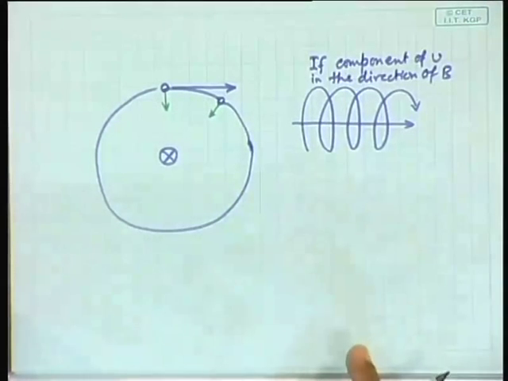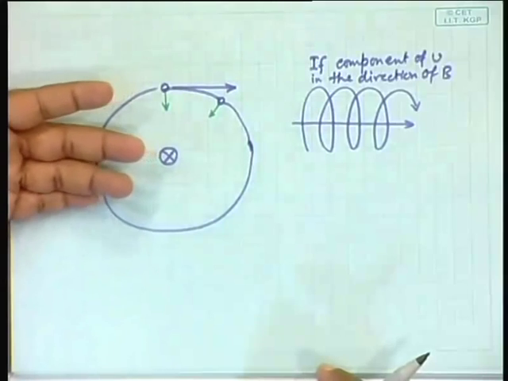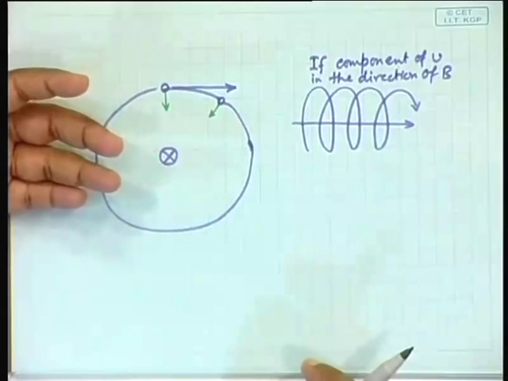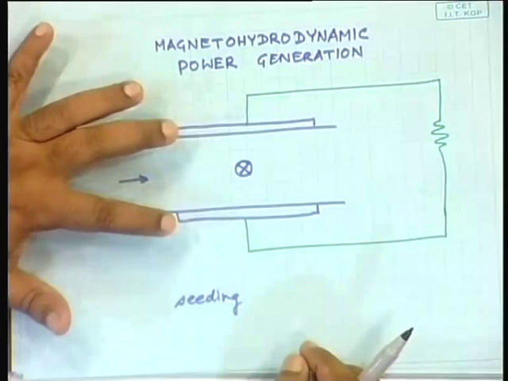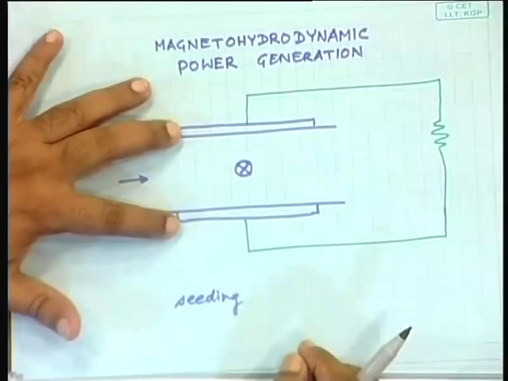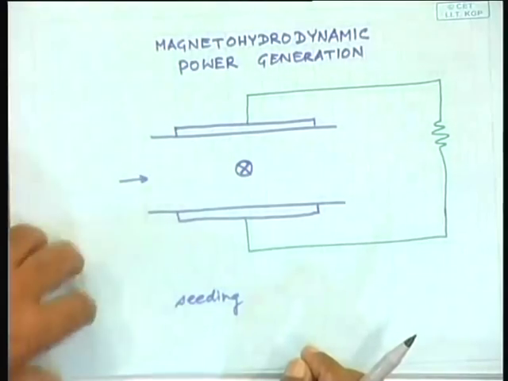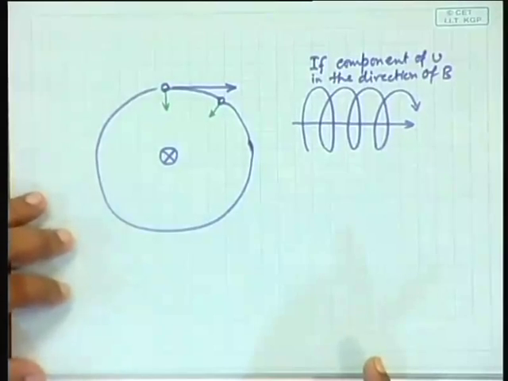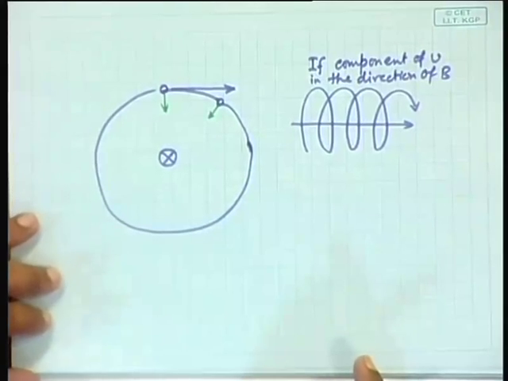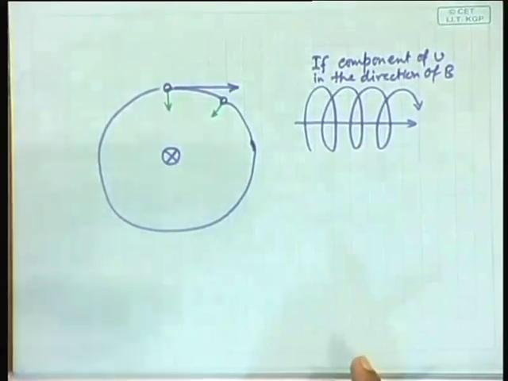Well, there need not be only the magnetic field, there could also be an electric field, because as you can see, there will be a pair of electrodes, and the pair of electrodes being at two different voltages means each of these electrons will face an electric field also. So, what will be the motion like if there is an electric field also? It will drift in the direction of the electric field.